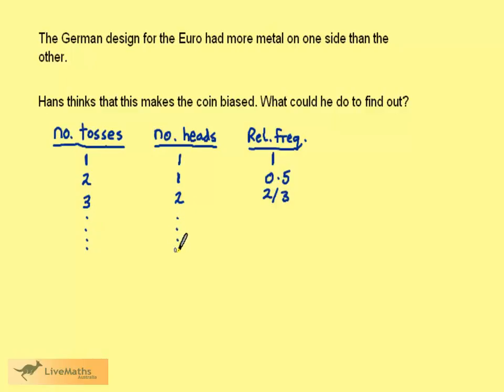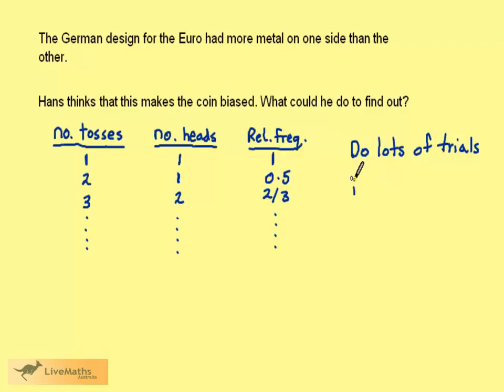The idea is to do lots of trials. And the reason for this is that, as we saw with these first few trials, the estimate of the probability, the relative frequency, fluctuates wildly. This effect becomes smoothed out as we increase the number of trials. So to get our best estimate of the probability, we want to do lots of trials.